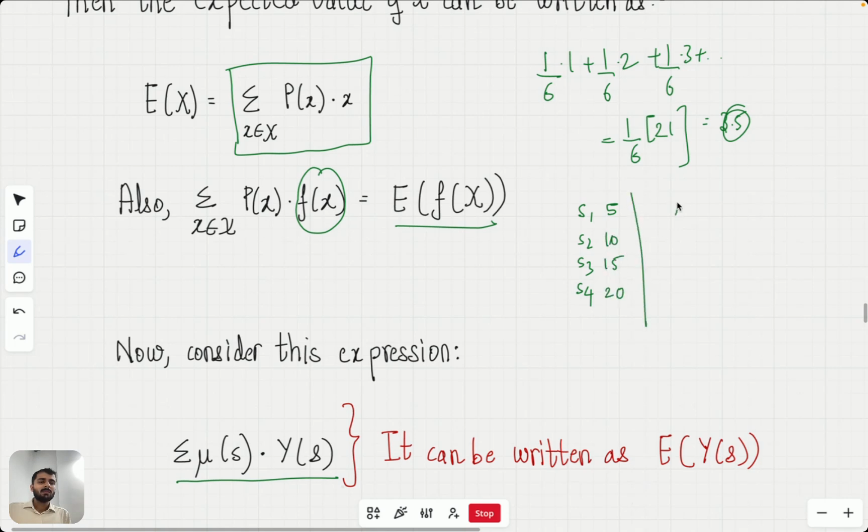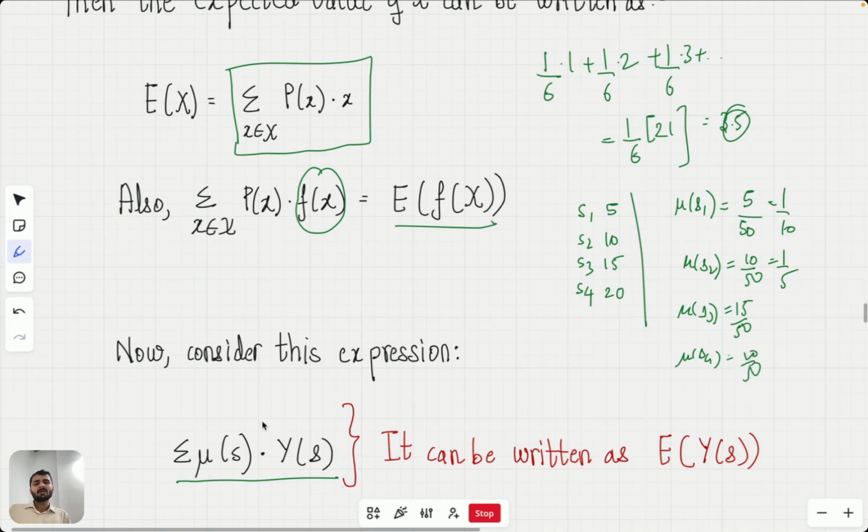So then mu of S1 is equal to 5 divided by the addition of all these, which is equal to 5 by 50, which is 1 by 10. Mu of S2 is equal to 10 divided by 50, which is equal to 1 by 5. Mu of S3 equals 15 divided by 50, and mu of S4 equals 20 divided by 50.